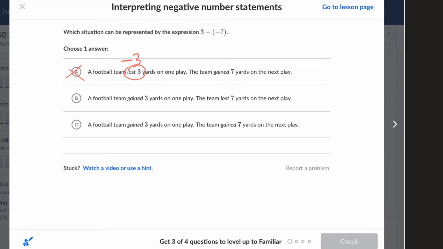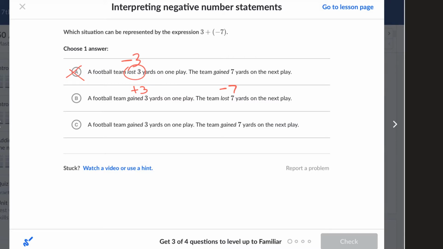So here, a football team gained 3 yards. Yes, that is a positive 3. Okay, good, which is just 3. And then let's continue here. Then the team lost 7 yards on the next play. So lost 7, that counts as a negative 7. And you know what? That looks like what we have here. We have positive 3 here and adding a negative 7 there. I'm going to call it this one here.